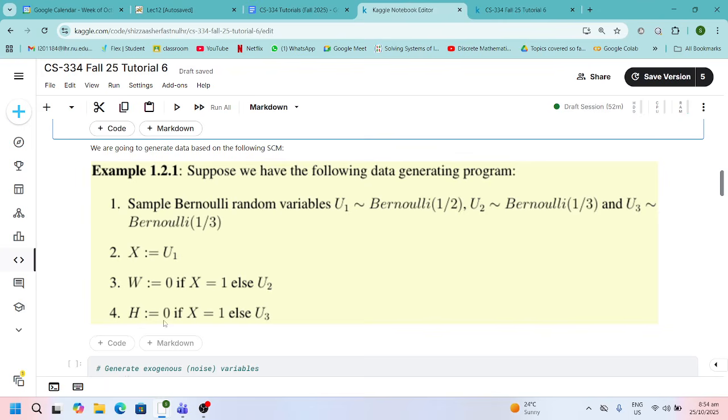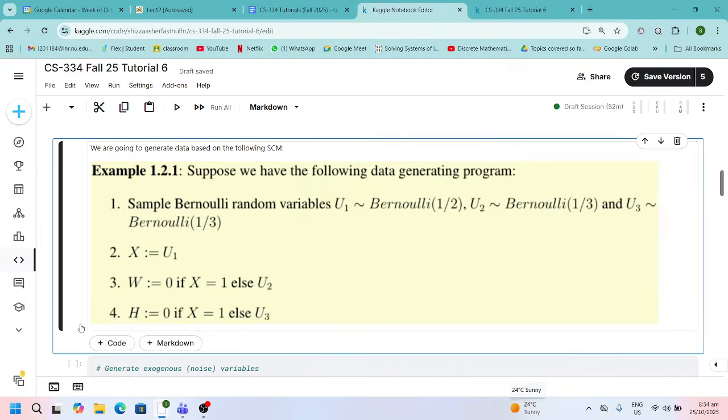Lastly, H equals 0 if X equals 1, else it is equal to u3. So a person is not going to have heart disease if they're exercising. Otherwise, they are going to have heart disease with a probability of 1 by 3, which means H is being impacted by X, and then there's some factor of randomness involved. Because if a person doesn't exercise, there's still a chance that they do not have heart disease.